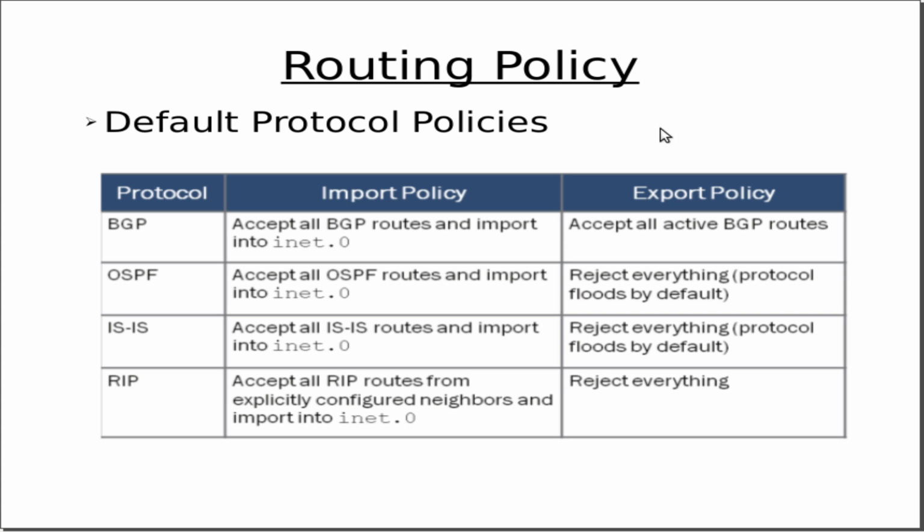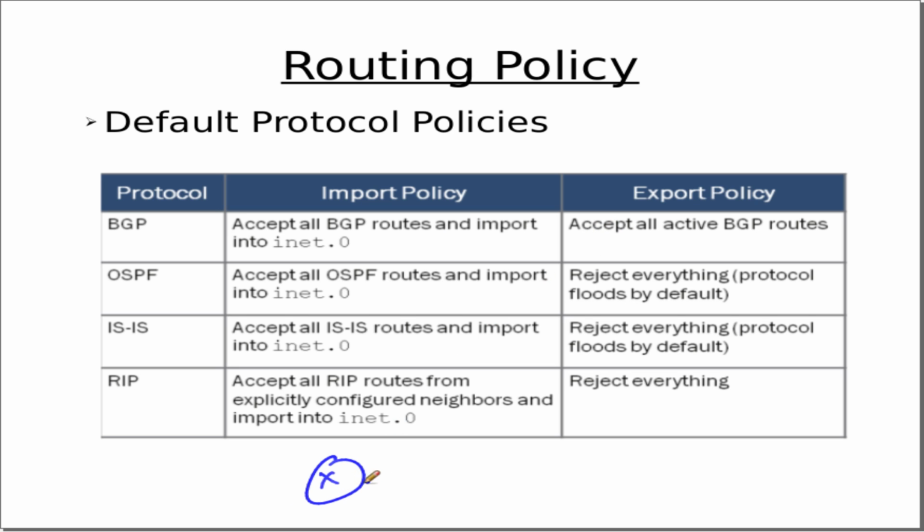Now there are some default routing policies for some of the protocols, like for BGP. If a router has neighbor relationships established with different routers, and those routers have sent some BGP routes to this particular router, then by default all BGP routes will be accepted in the routing table. And likewise, if we have peer relationships established with other routers using BGP, then all the routes learnt via BGP will be exported or re-advertised to the other neighbors.